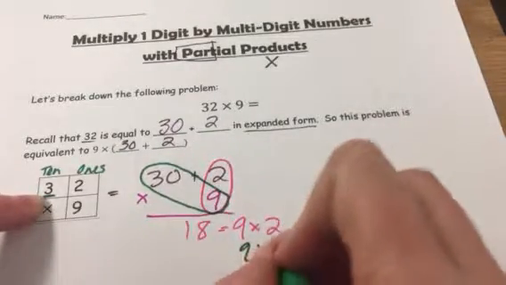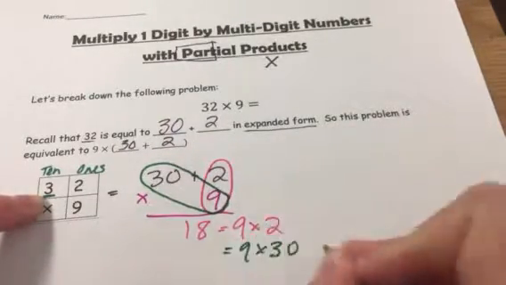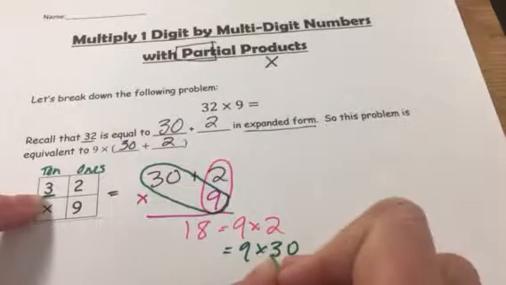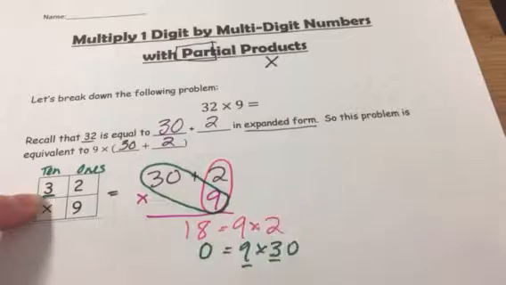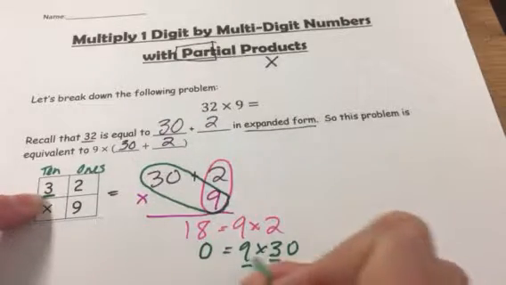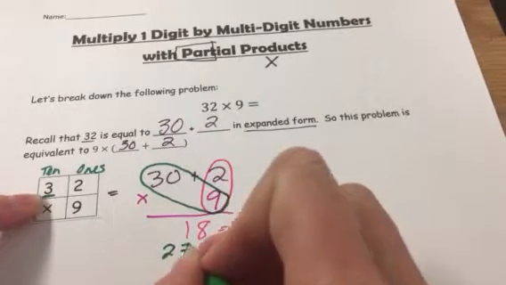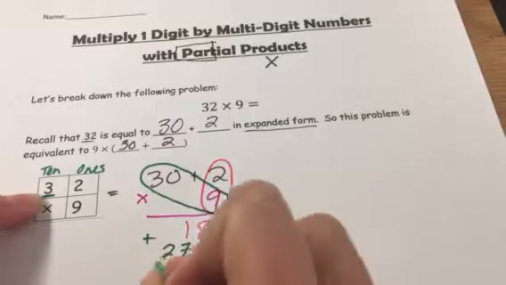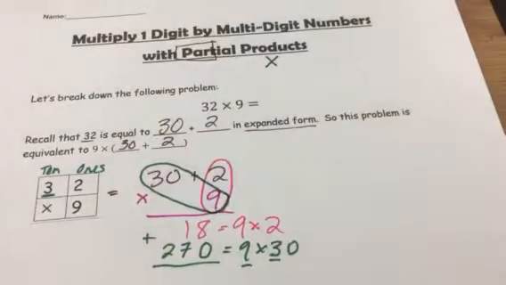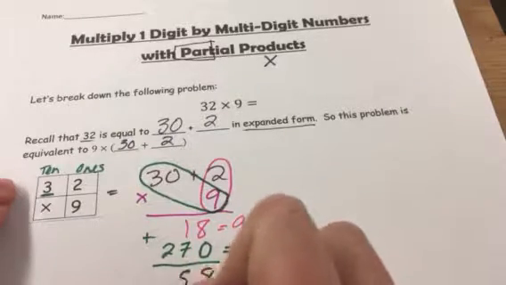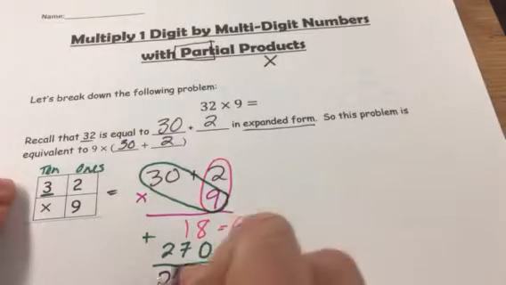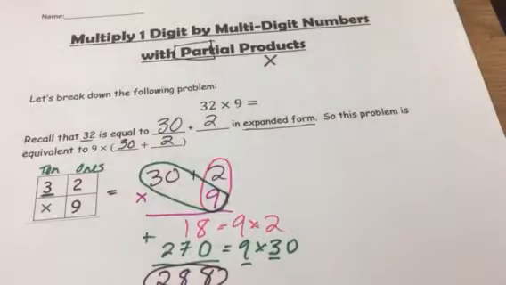9 times 30 is equivalent to, okay, and we talked about how we can multiply by multiples of 10. If I have a 0, I'm going to have 1 0 in my answer. 9 times 3 is 27. And we have to be careful to make sure we line everything up. And then we go ahead and add for our final answer. So we have 8, 8, 2. And that is our product.